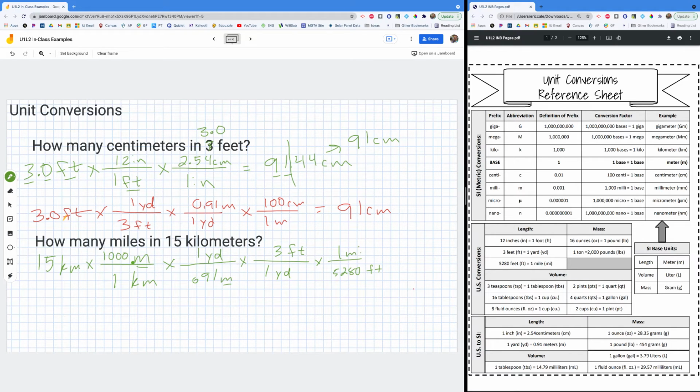The easiest way to punch this in your calculator is to do 15 times 1,000 times 3 equals, divided by 0.91 equals, and divided by 5,280 equals. And I get 9.36563436. Remember what we said earlier about how we cannot report a measurement that's more precise than our least precise measurement? So over here I had 2 sig figs. I'm going to cut that off after 2 digits. That 6 rounds up. I'm going to get 9.4 miles.